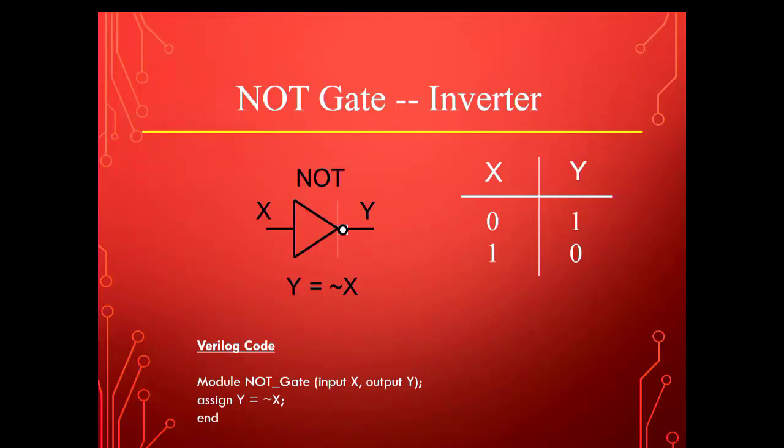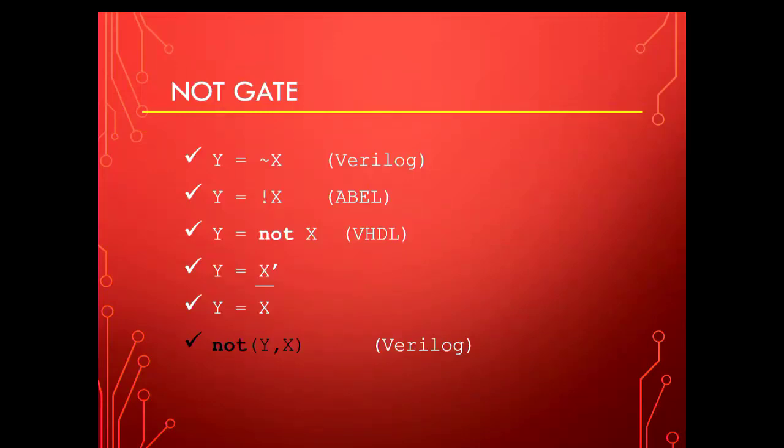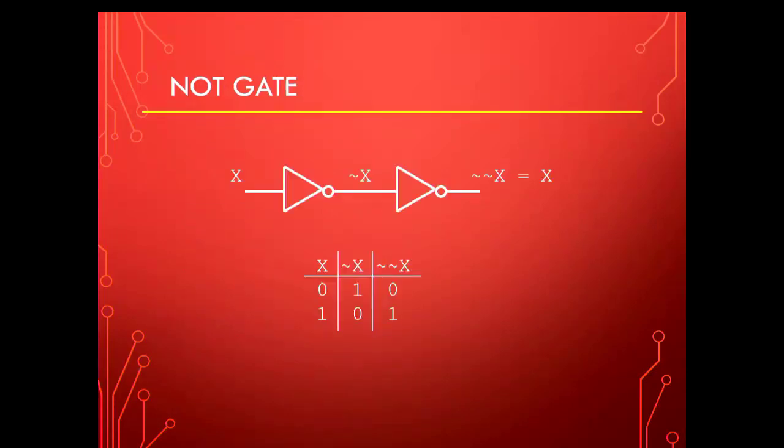All right. NOT gate. Verilog is a hardware description language, and there are some others as well. And this is how it will be represented in different languages. In Verilog, it can also be represented as NOT, and in parentheses output, comma, input. So there are multiple ways of doing it. I thought the other one was the easiest one.